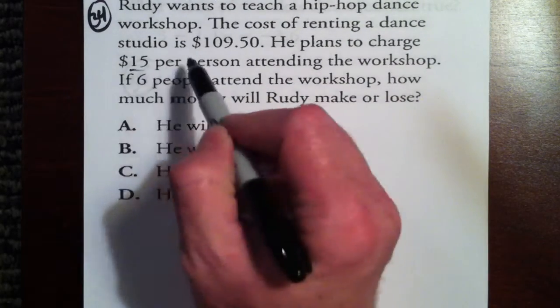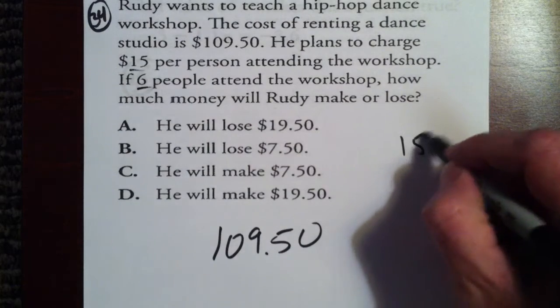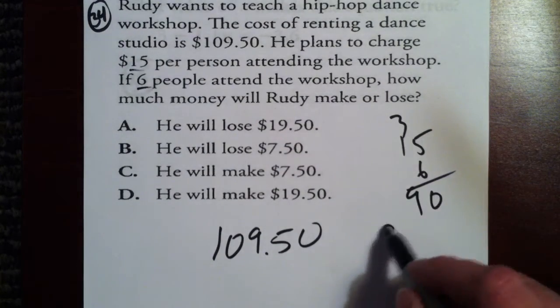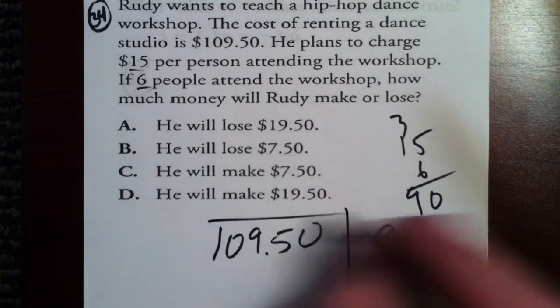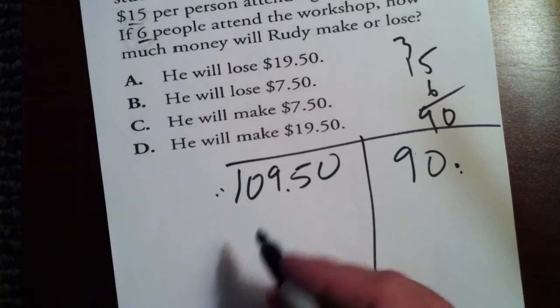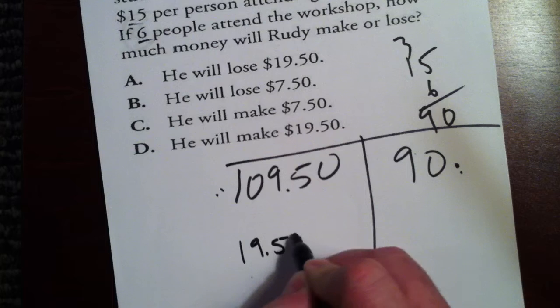Well, if he charged $15 for 6 people, that's 15 times 6. That's 0, 3, and 90. So you got 90 on this side. Well, if he brought this much money in and he spent this much, you're going to find the difference is $19.50.